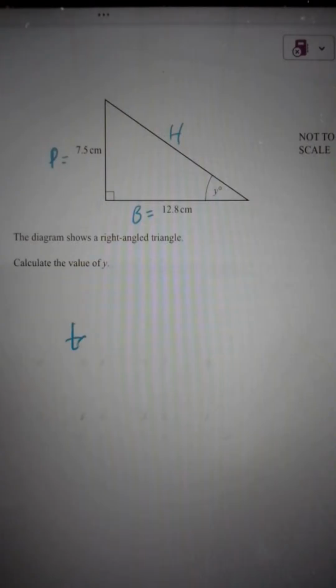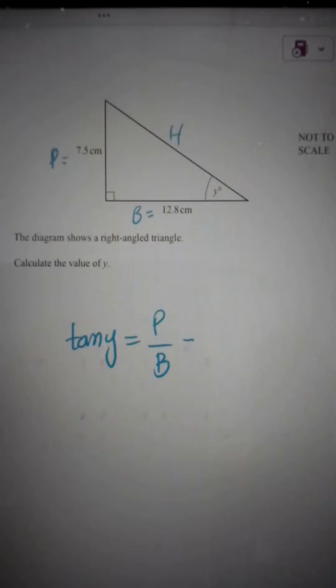Tan, we define tan here. Tan y is perpendicular by base, that is the definition of tan. This ratio, perpendicular by base, is called tan. So tan utilizes y, perpendicular and base. Perpendicular and base are given, y is required. So one thing is required, and two things are given.